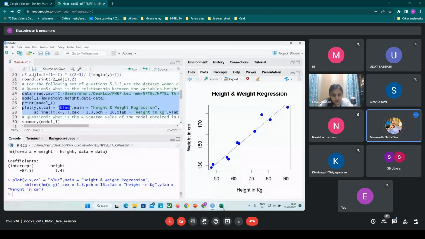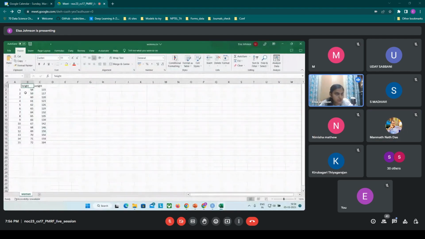Height in centimeter and weight should be in kg. Please change. Yeah, that's what I told earlier. This data set is wrongly labeled. Weight in kg should have come here, height should have come here.